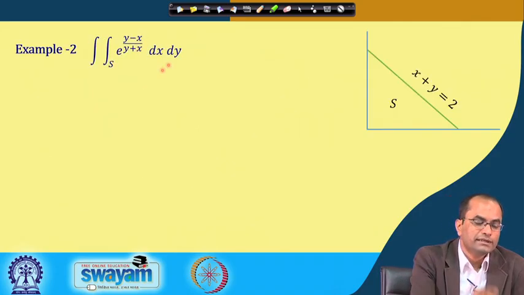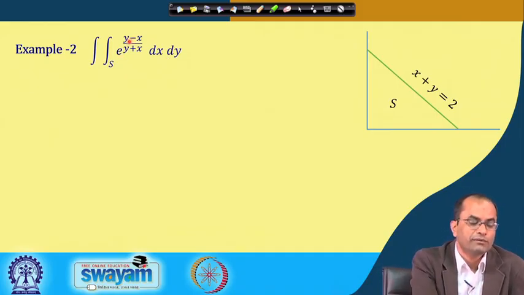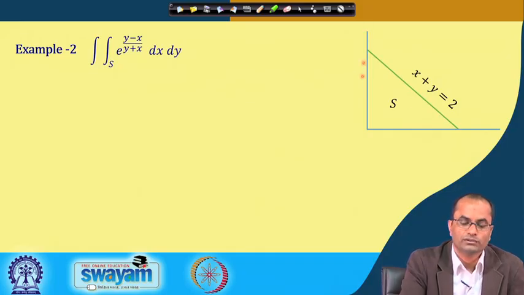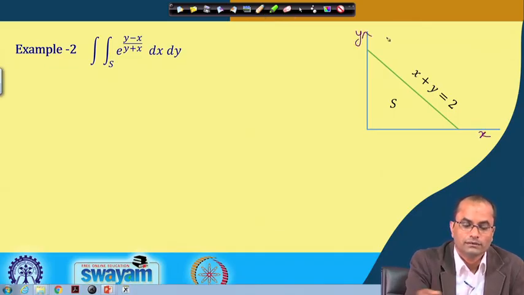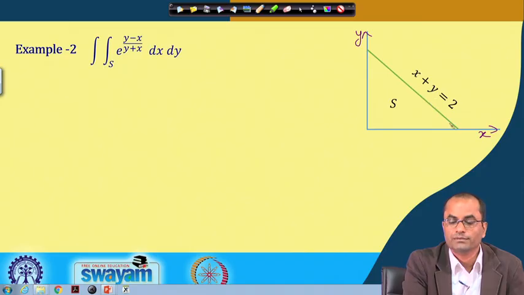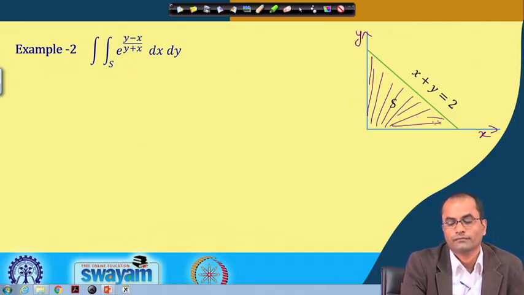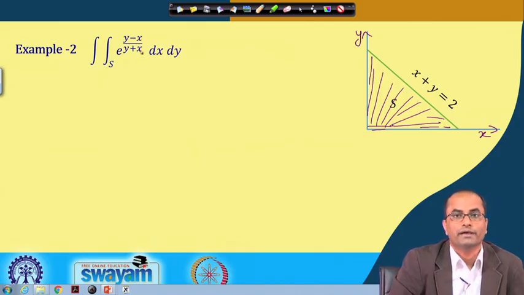Another example where we can make use of this substitution, like here e power (y minus x) over (y plus x) is given, and the region is this S here, which is bounded by these two coordinate axes. So, the x axis and the y axis here, and then we have the line x plus y is equal to 2. So, this is the region where we are integrating this function e power (y minus x) over (y plus x).